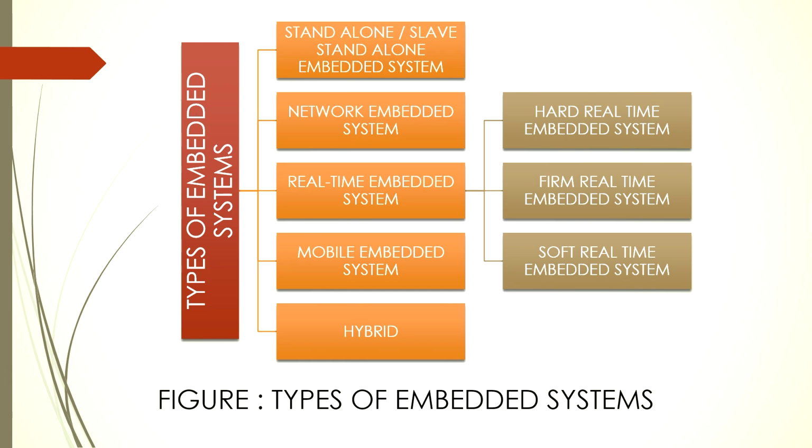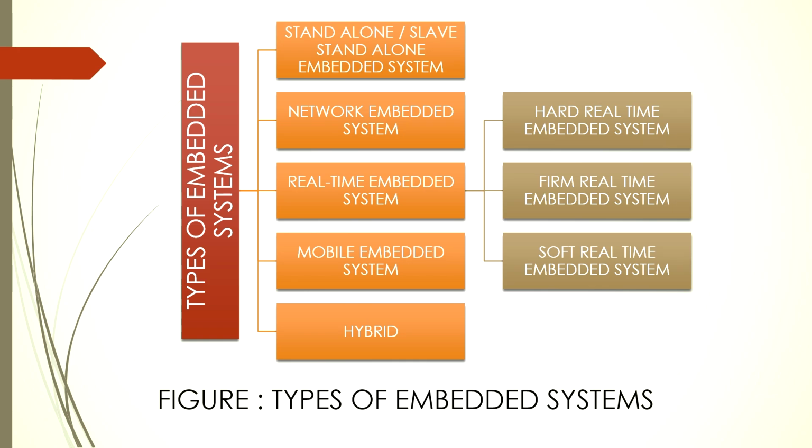Coming to the definition of independent embedded system or standalone embedded system, the embedded system which can take decisions on its own without human interference and has an intelligent part in it is said to be an independent embedded system. There is another type, that is slave standalone embedded system, which just blindly follows the instructions given by the user. If you look at the older washing machines, they are the examples of slave standalone embedded system. They just follow the instructions given by the user and don't have any intelligent part in them.